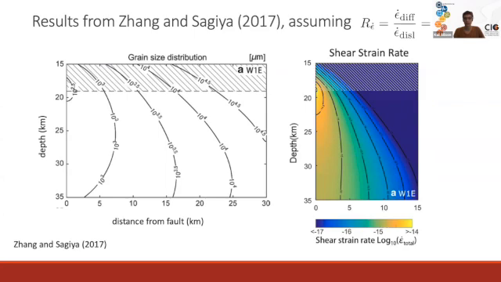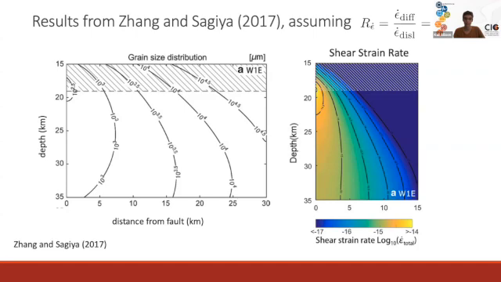Zhang and Sigoia used this field boundary model to model the structure of a shear zone beneath an intracontinental strike-slip fault with a low tectonic loading rate of 0.5 millimeter per year. Here I've plotted their predictions of grain size on the left and total strain rate on the right, shown as a function of depth on the y-axis, distance from the fault on the x-axis. This model is symmetric around the fault, so I'm only showing results from one side.